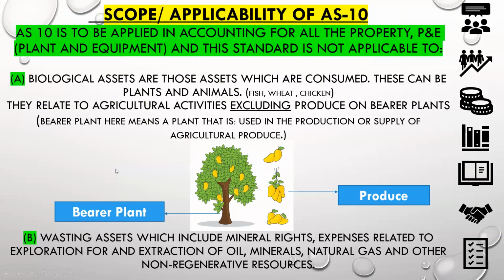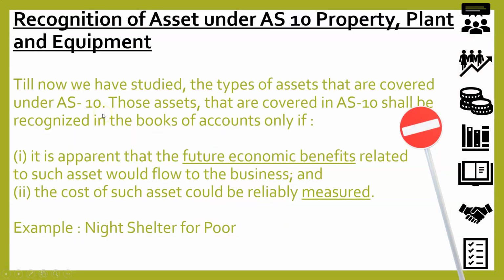We have seen that Accounting Standard 10 will be applicable on the property, plant, equipment and the bearer plant. Now, how do we recognize this in the books of accounts? Once we have seen that yes, the accounting standard is applicable on it, there are two conditions for it to be recognized in the books of accounts. First thing, it should generate future economic benefits to the business.